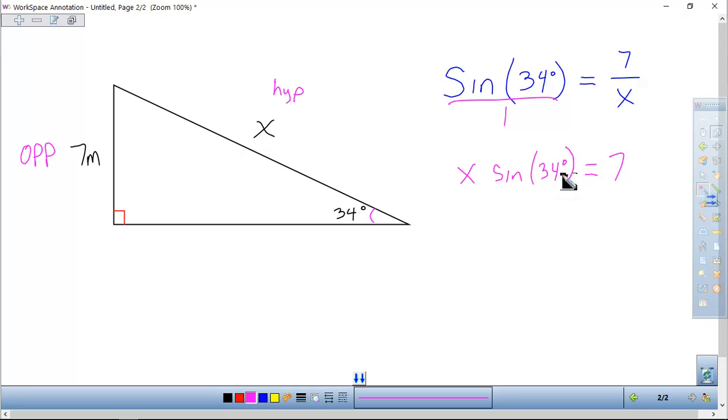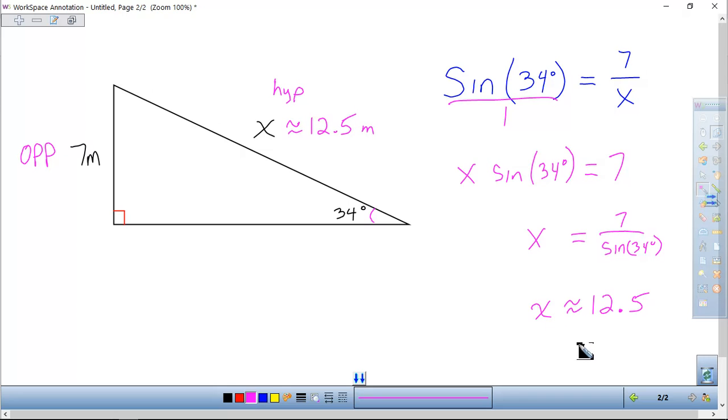When I do that on the left, sine of 34 degrees would cancel, leaving just x. On the right side, we get the fraction 7 divided by the sine of 34 degrees. At this point, I'll type that into my calculator, and I'll find out that x is approximately 12.5 units long. In this problem, we had meters, so x is approximately 12.5 meters.